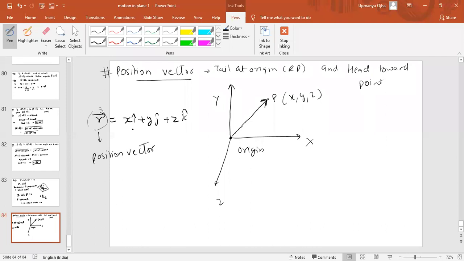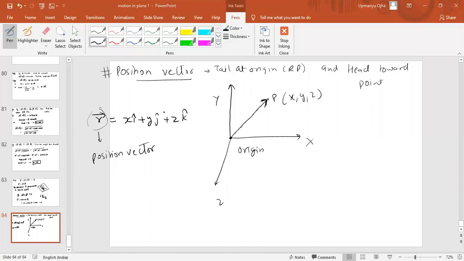And how can I represent x i cap plus y j cap plus z k cap? R cap is the position vector of a point. The position vector will have the tail at the origin or the reference point and head towards the point where we have to find the position. So the position can be represented in the form of a vector, r vector, which will be equal to x i cap plus y j cap plus z k cap. So this is known as the position vector.